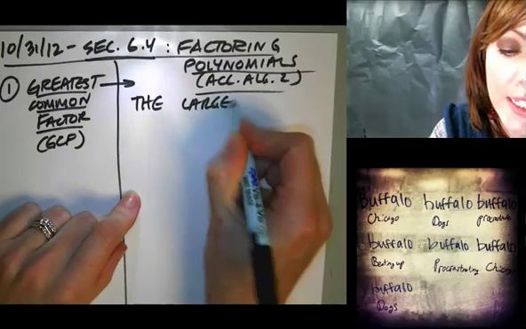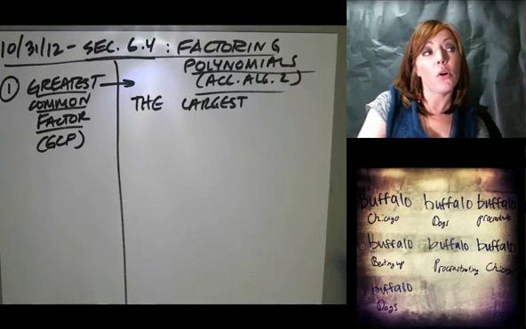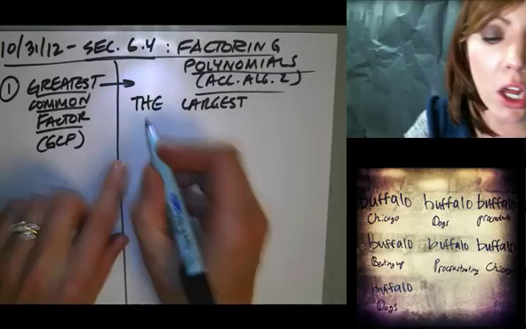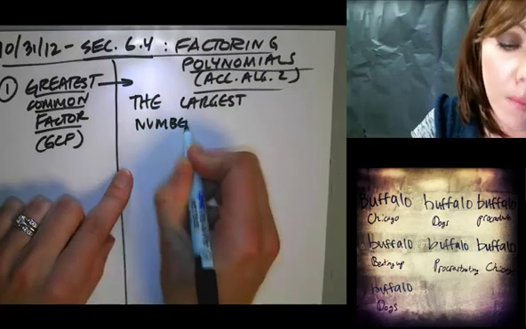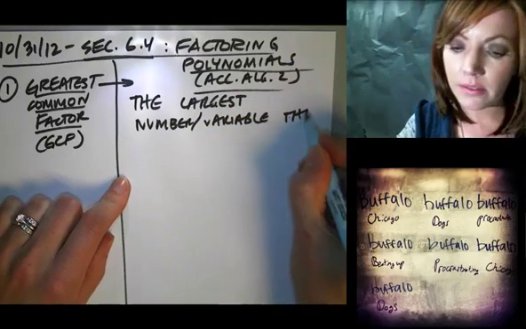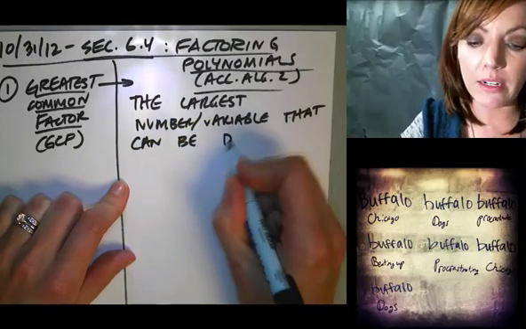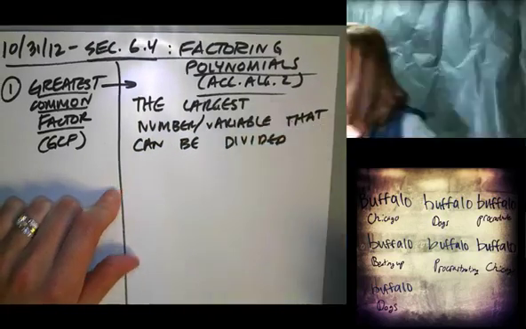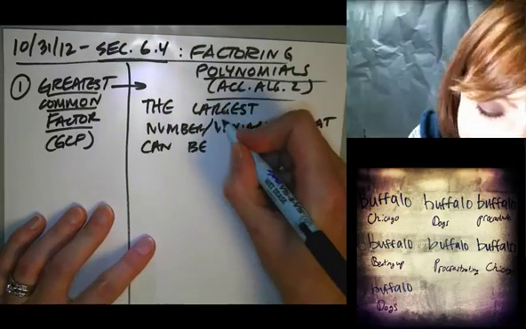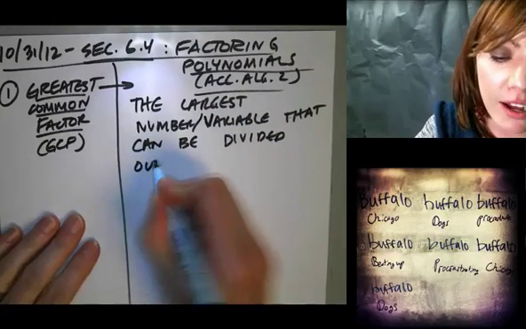So would it be safe to say the largest number and or variable or combination of the two, now that we have letters in there? So the largest number slash variable that can be divided out of multiple terms.